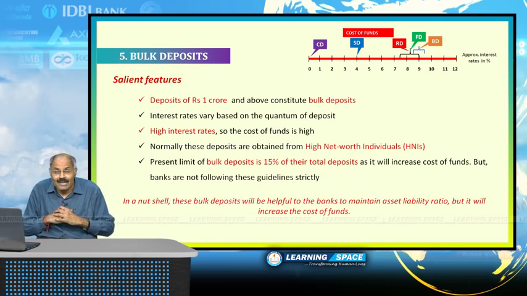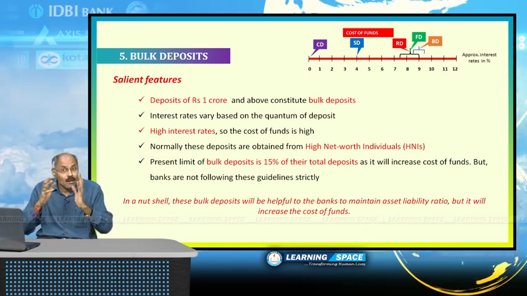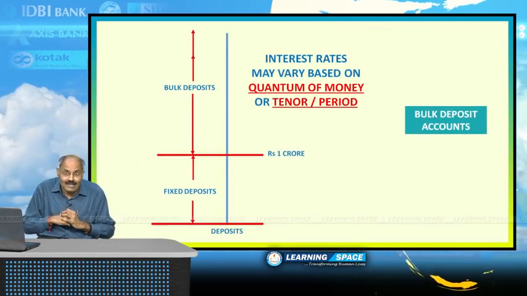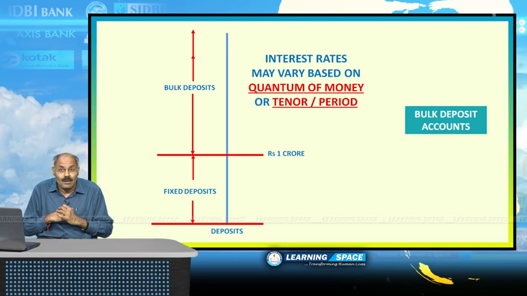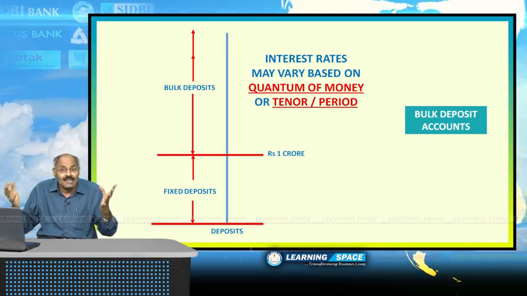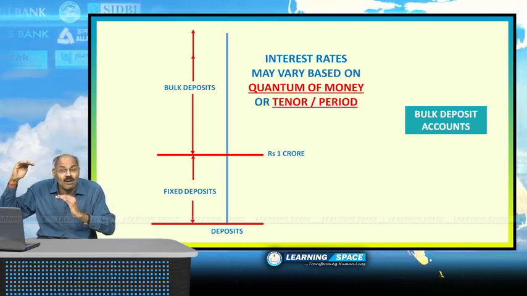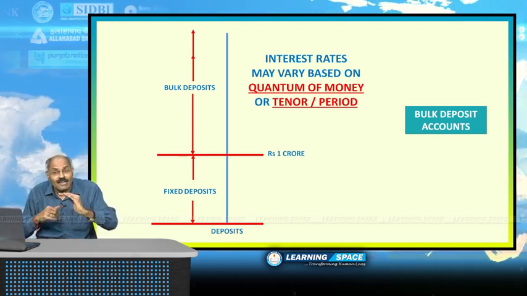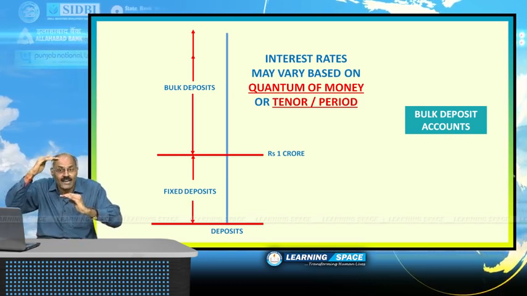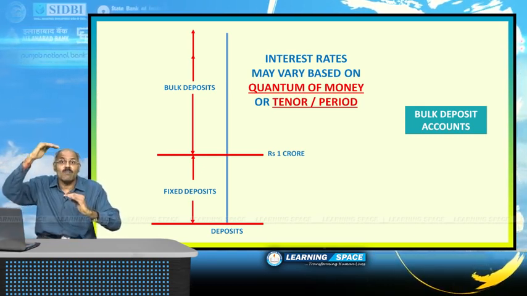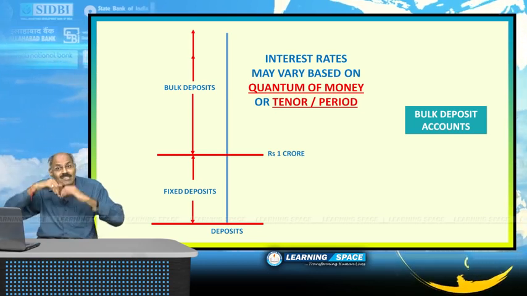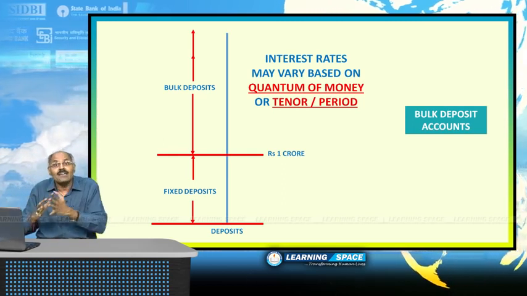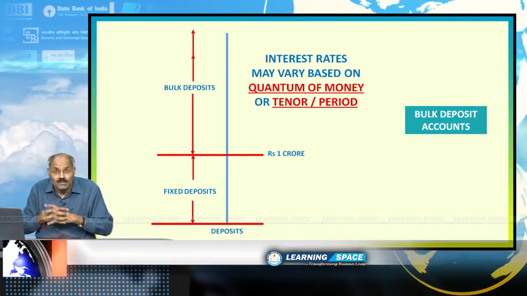And here one more important aspect is, for deposits above 1 crore, banks may have different interest rates depending on the quantum of money. If someone is depositing 100 crores, they may give one interest. If someone is depositing 500 crores, they may give more interest. If someone is depositing 1000 crores, they may still give more interest. So, depending on the quantum of money, interest rates may vary for bulk deposits.